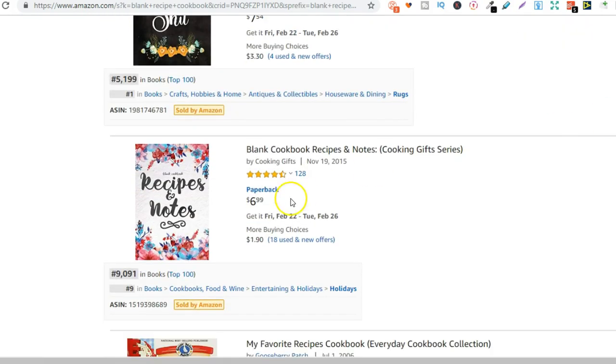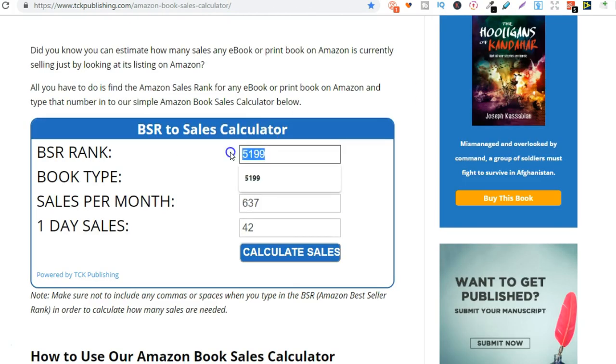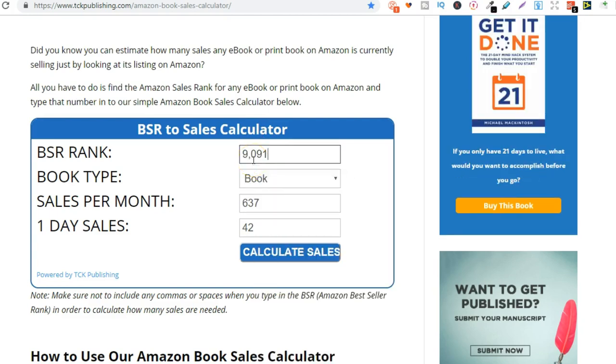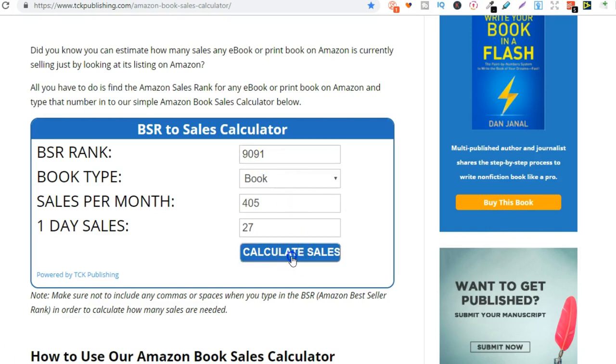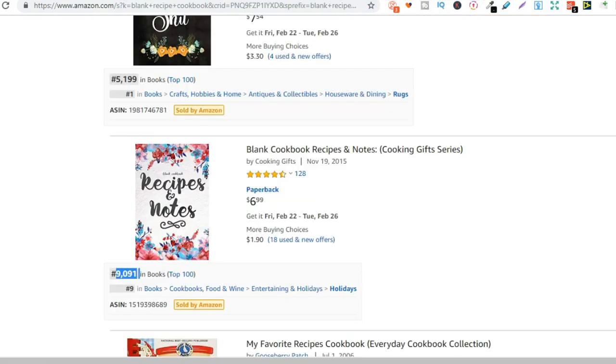So if we keep scrolling through, we can see this one has a BSR of 9,000, or just over. Let's see how many units they're selling. Let's go over to the BSR calculator again. This is just another great tool that you can use to gauge how popular a book is and how many units they are actually selling. So let's do that. They're roughly selling around 27 units a day. Another really good book.